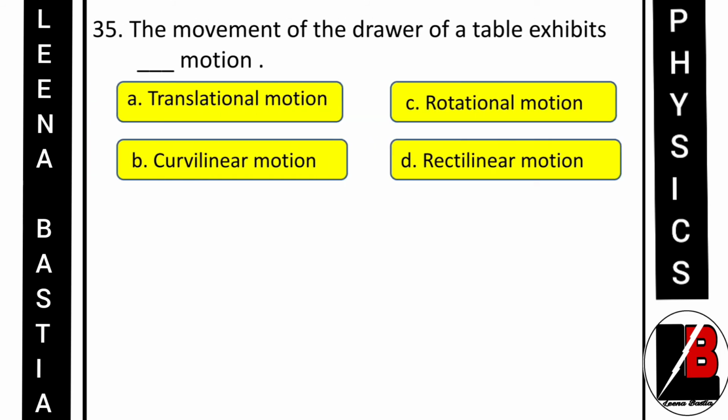Question number 35. The movement of the drawer of a table exhibits dash motion. Translational, curvilinear, rotational motion, rectilinear motion. So what it will be? It will be rectilinear. If rectilinear was not here it would be translational, but why not translational here? Because it is of two types, curvilinear also comes in it, so we cannot go for that option. Clearly it is rectilinear. When you move the drawer back and forth it makes a straight movement, right. So it is rectilinear motion.